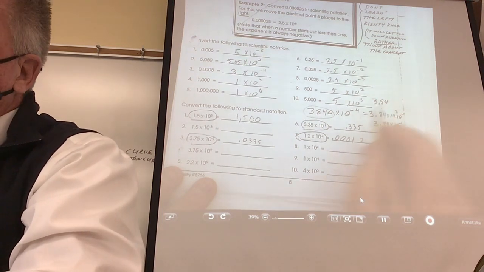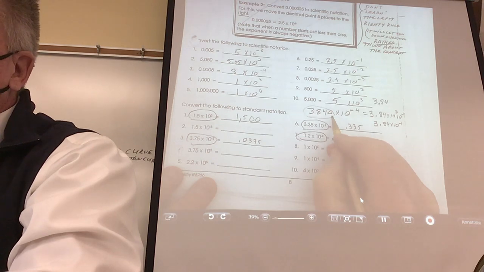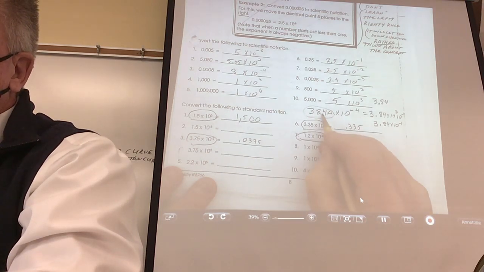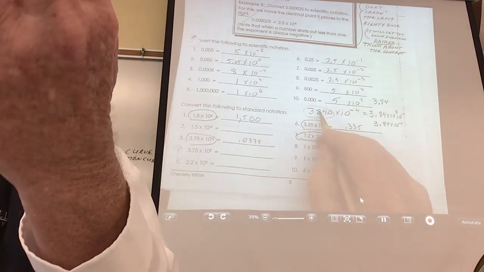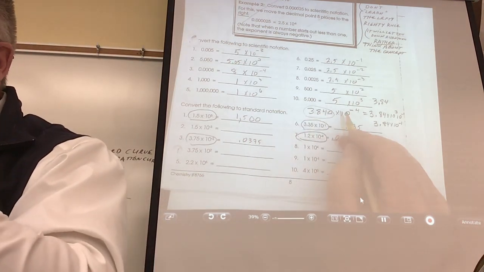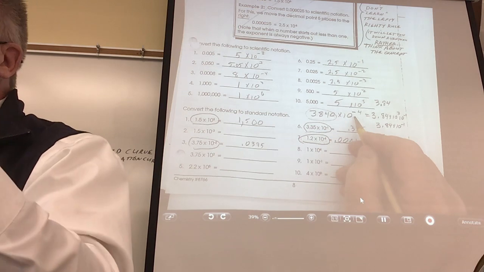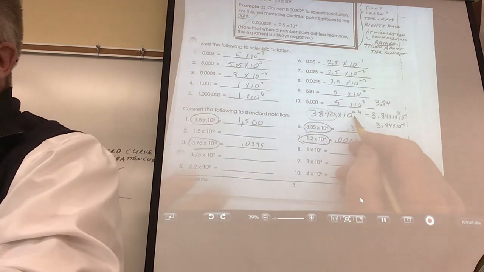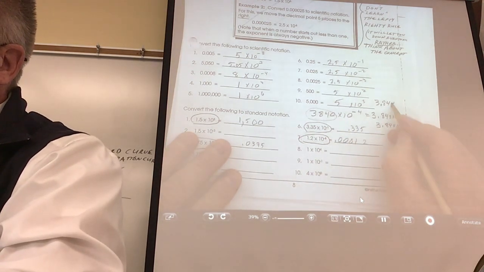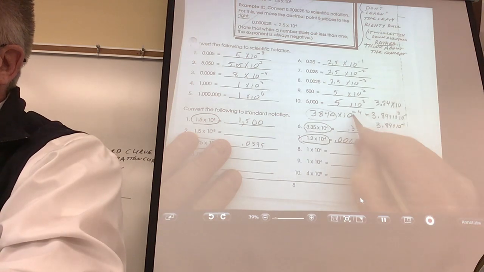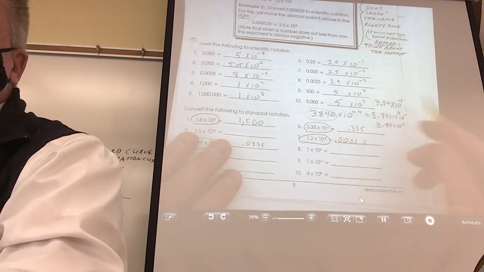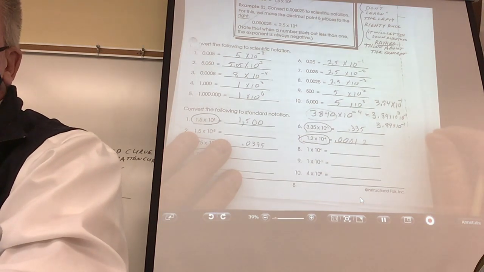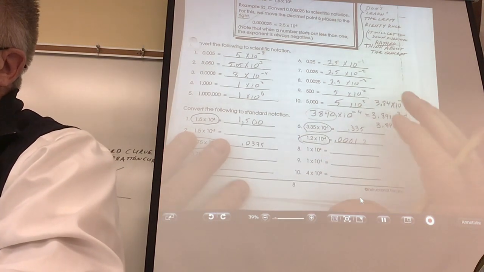I did. But what did I do to do that? I made this number 1, 2, 3 powers of 10 smaller. Since I made this 3 powers of 10 smaller, I had to pay it back by making this 3 powers of 10 bigger. What's 3 powers of 10 bigger than this? What's 3 powers of 10 bigger than that? See? So we get the same answer, don't we?